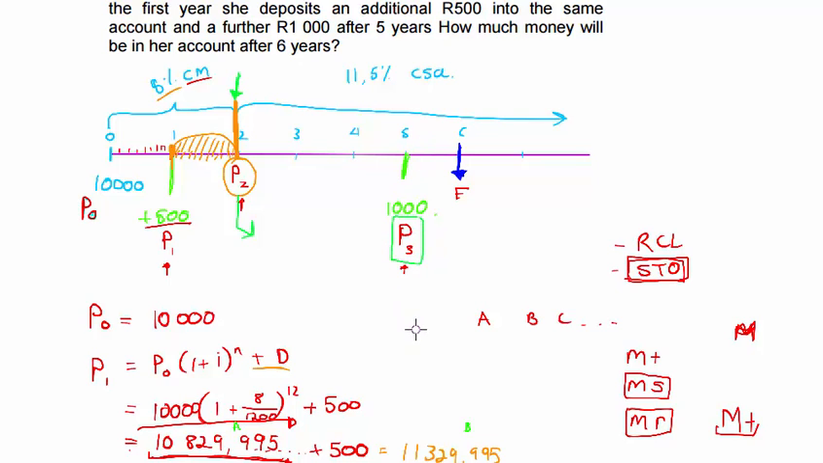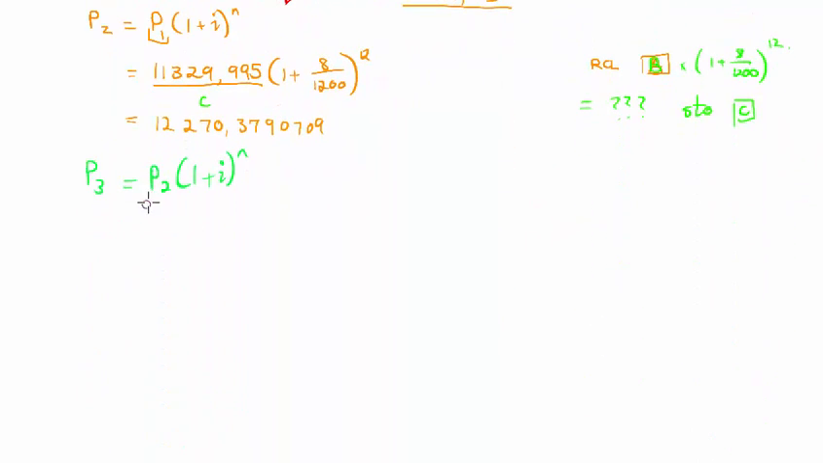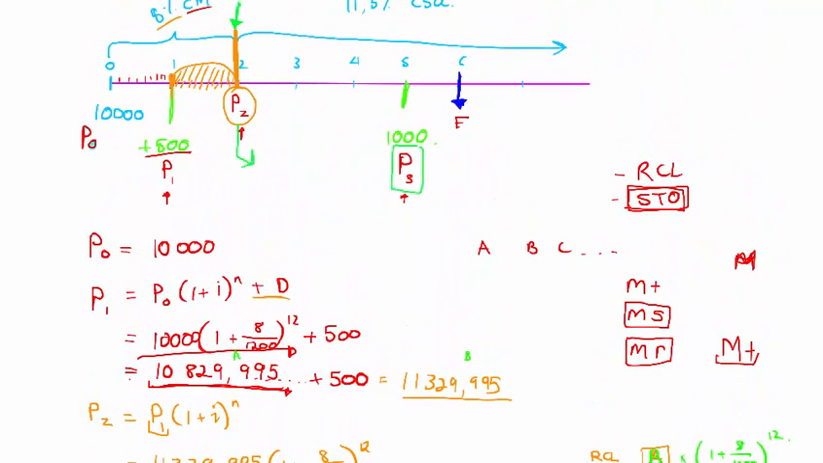At P3, what change happened there? A deposit. So in your formula, this is what she comes to see at the bank, and then she added a deposit. So now we put in our value. P2 is 12270,379,070,9 times. Now what's going to be the interest and the amount of time she gets interest? Look at your time period.